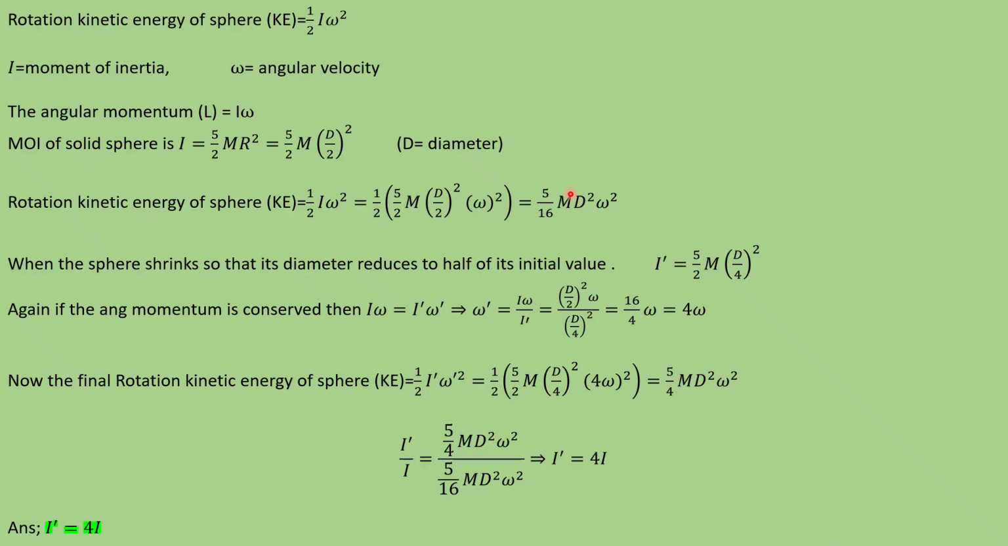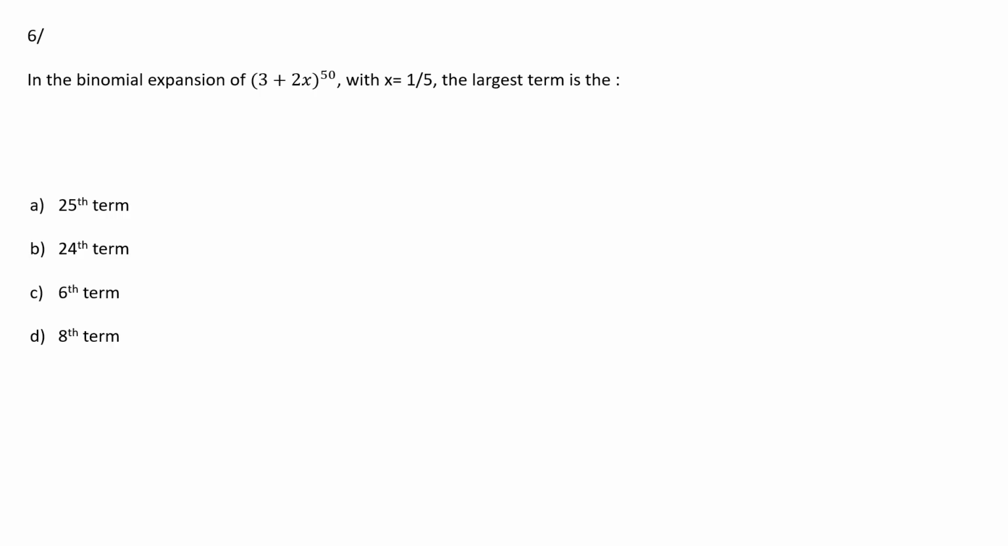So initially it was 5 by 16 m d square omega square, and later it became 5 by 4 m d square omega square. So from these two equations we can get that I dash by I equals this, and here I dash equals 4I, that is 4 times the initial value. Okay.